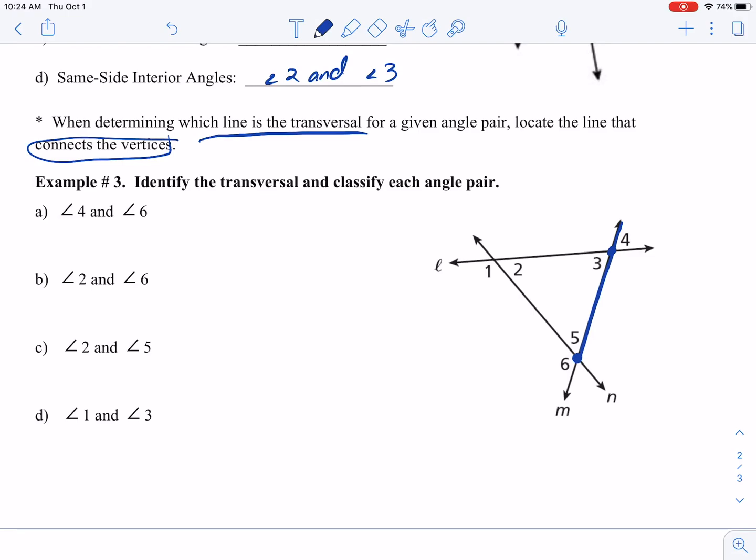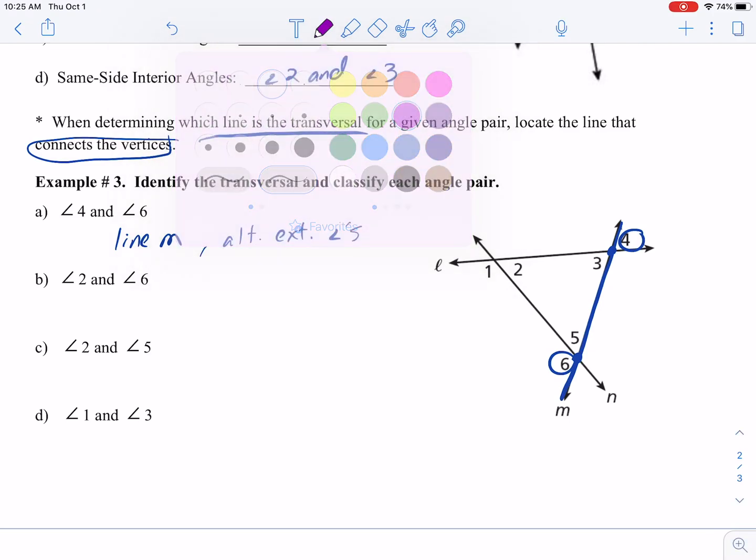So if you notice this line, line M, contains those 2 points, and then we could identify 4 and 6 as alternate exterior angles. They both lie outside, they're on opposite sides of the transversal. Let's try one more together.